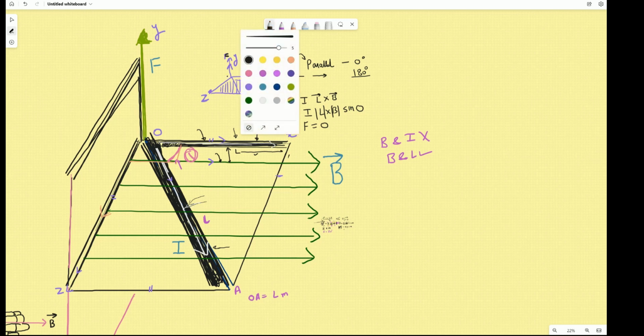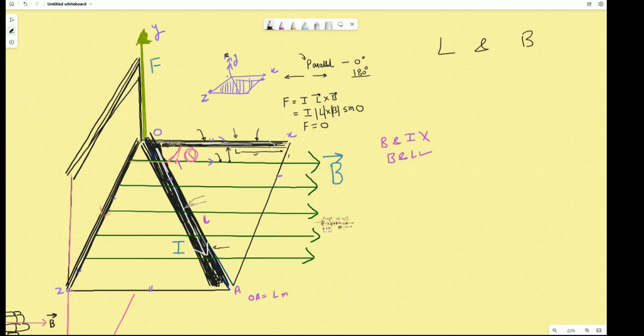Let me just darken this so that you can see the current carrying conductor. The current carrying conductor I have shifted for situation number 2, where the length and B are perpendicular to each other. So the length vector and B vector are perpendicular to each other. And then let me draw the current. This is the direction of the current.